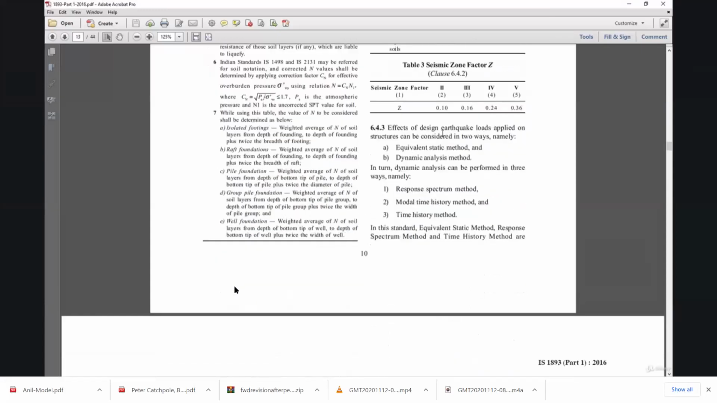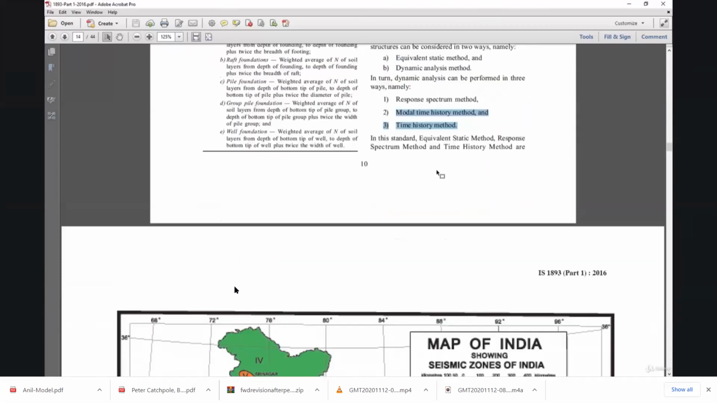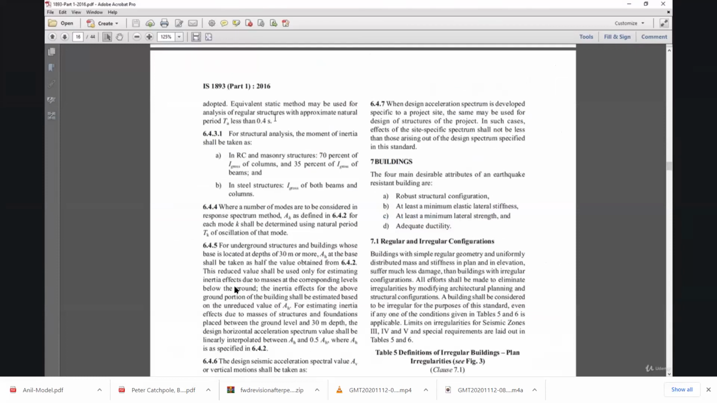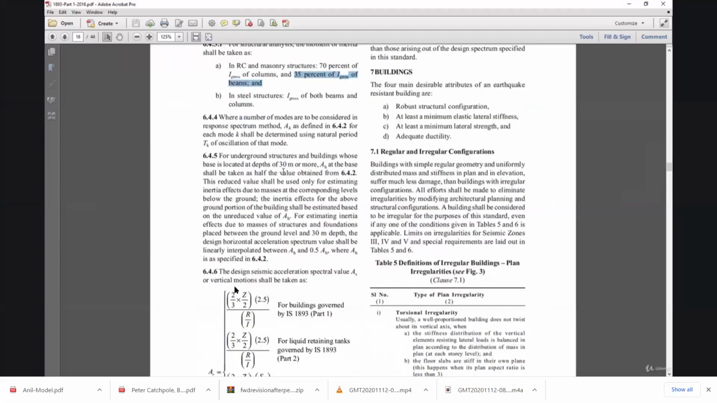The code has also given us two methods. Effect of design earthquake loads can be considered in two ways: equivalent static or dynamic analysis method. Under dynamic analysis, the code has given us three options: response spectrum method, modal time history method, and the third is time history method. So in this standard, equivalent static method, response spectrum method, and time history method are adopted. After that, for structural analysis, moment of inertia, the code has guided us that 70% of IG for columns, 35% for beams, and for steel structure it shall be gross.